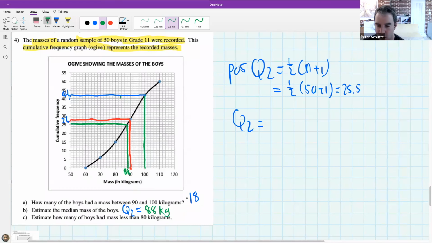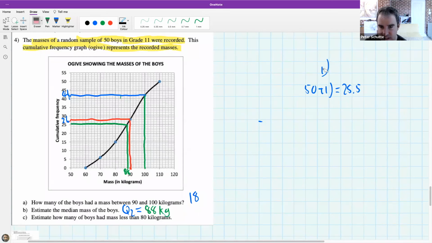Okay, last one. Estimate how many boys had a mass less than 80 kilograms. So how many boys had a mass less than 80 kilograms? I want to let you try this by yourself first before I give any additional input. If you have a question, you can raise your hand. Otherwise, I'm going to wait for some feedback.